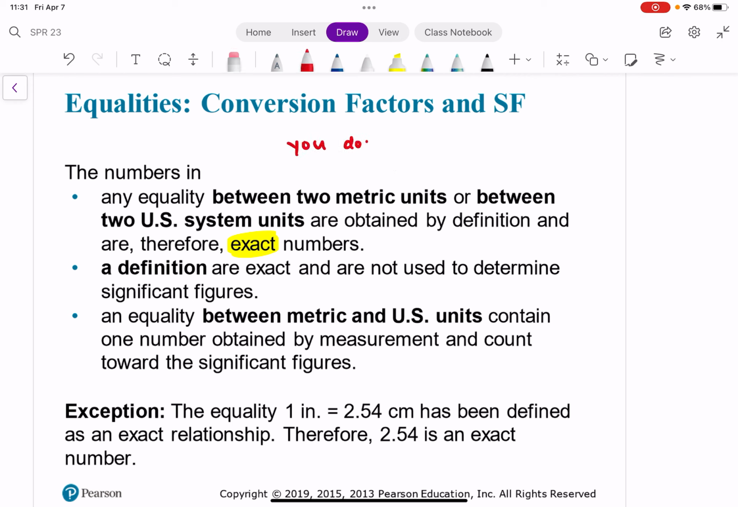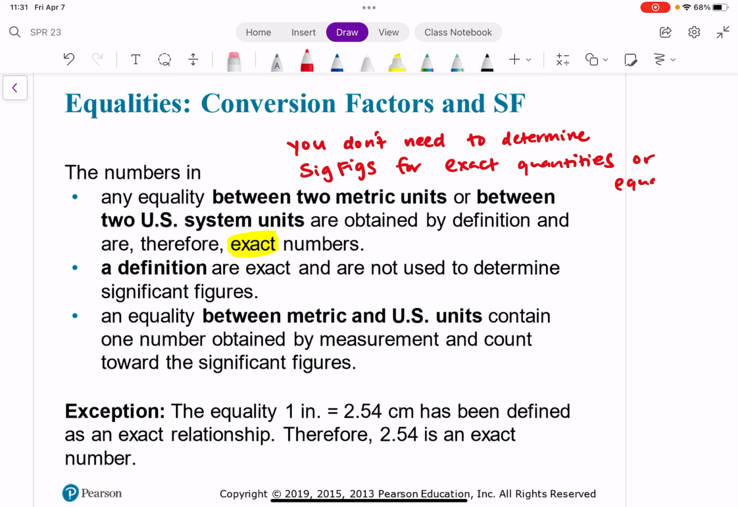You don't need to determine sig figs for exact quantities, or equalities. So you don't need to use sig figs.